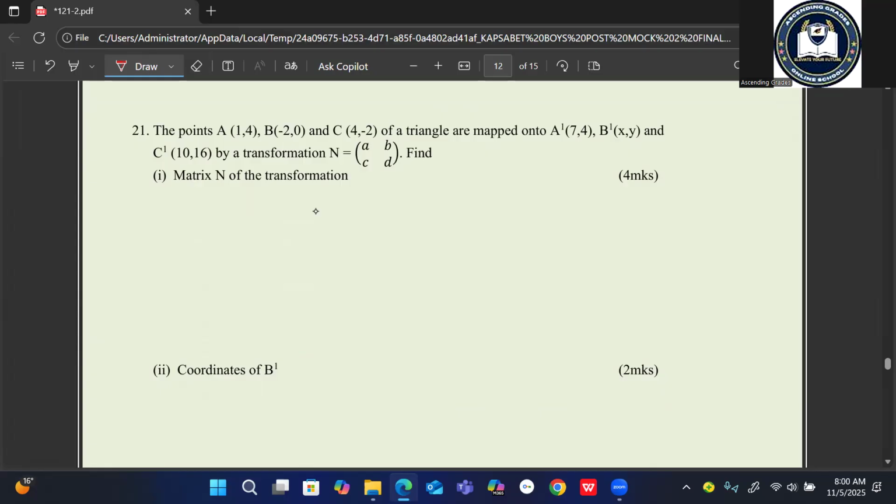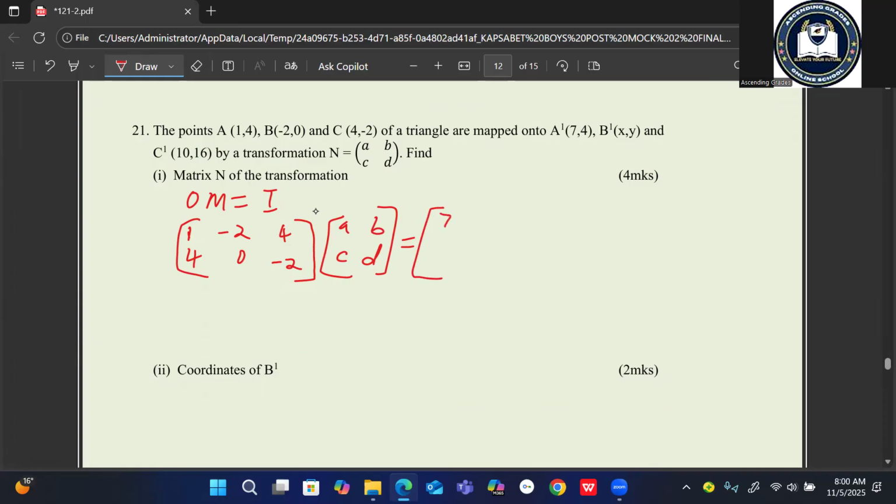So note that whenever we multiply an object by a matrix, we should get the image. So our object is 1, 4, -2, 0, 4, -2. Means that whenever we multiply it with our matrix, that is A, B, C, D, we should get our image, that is 7, 4, X, Y, then 10, 16.